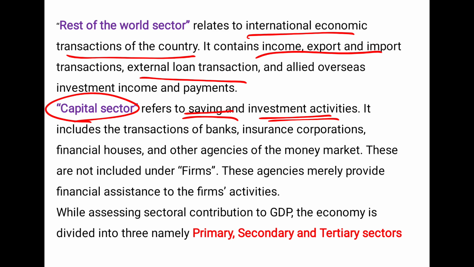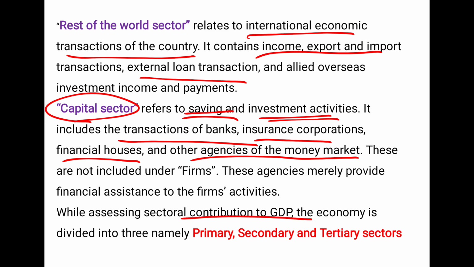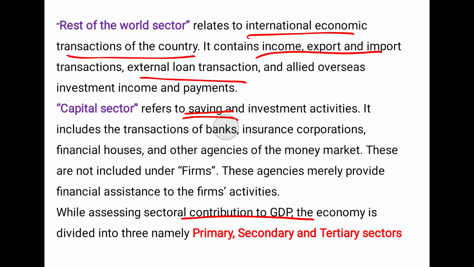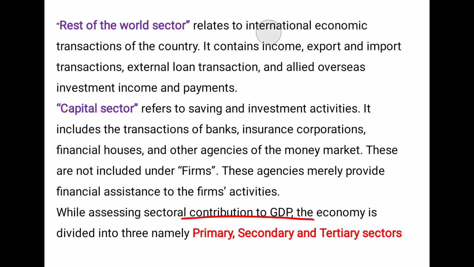Not only that, the transactions done in banks, insurance, financial houses, and many private financial agencies are all supposed to be the money market. And here we can see how the GDP is taken into consideration, because the capital sector invests it. How do they invest it? Can we leave out any sector? We cannot leave out any sector, because all these sectors are very important for the economy.